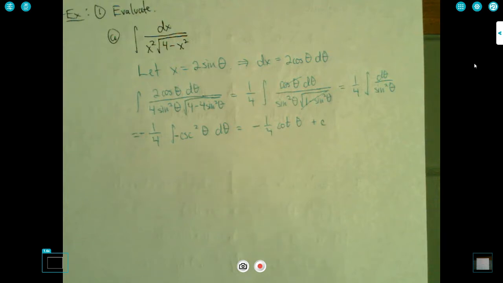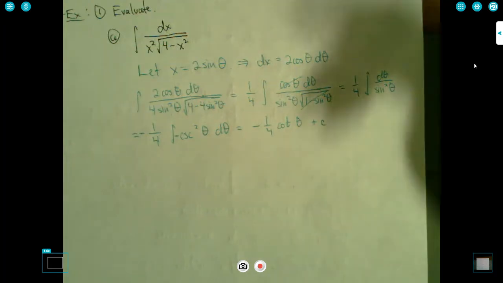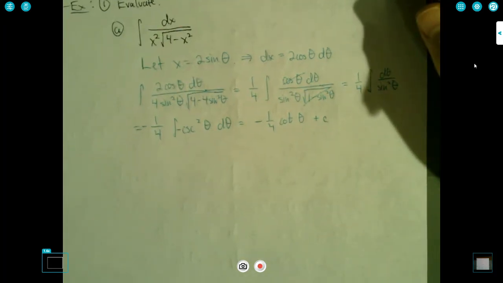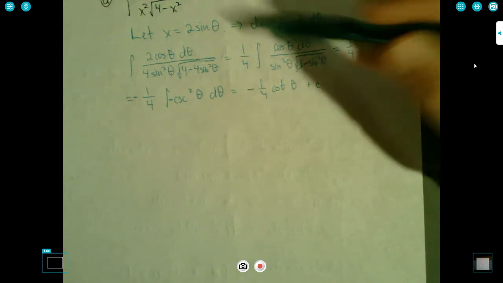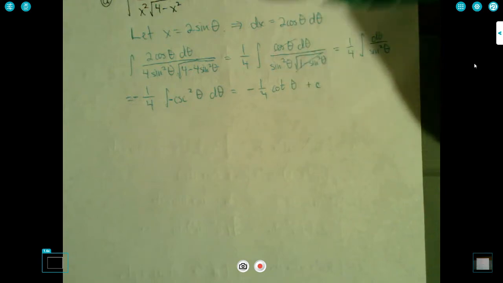I think. See, this is where it's nice to be lecturing in front of a group of students, because then you can let me know if I've gone wrong somewhere. But no, I think that's correct. Negative 1/4 cotangent theta plus c. Okay, now we've got to get this back in terms of x.